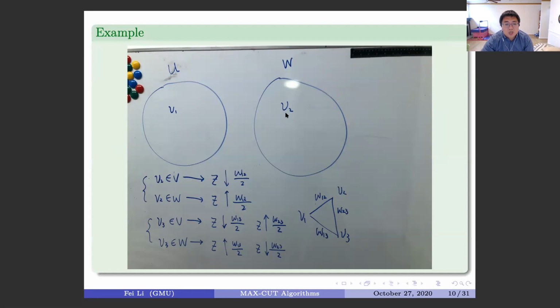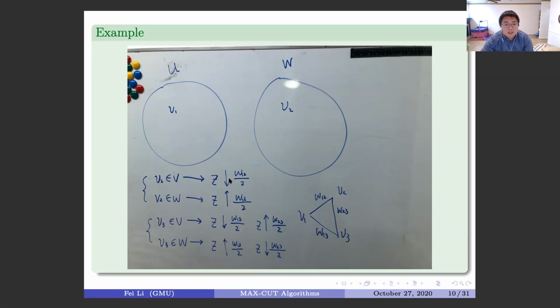So whenever V2 comes, we look at what is the expected value of Z given the condition that V2 is put into U or V2 is put into W. If V2 is put into U, then the expected value is decreased, right? Like this one, and here is the graph as an example. If V2 is put into W, the expected value is increased.